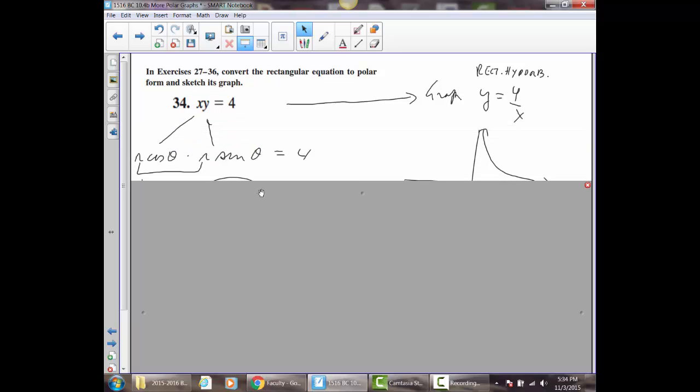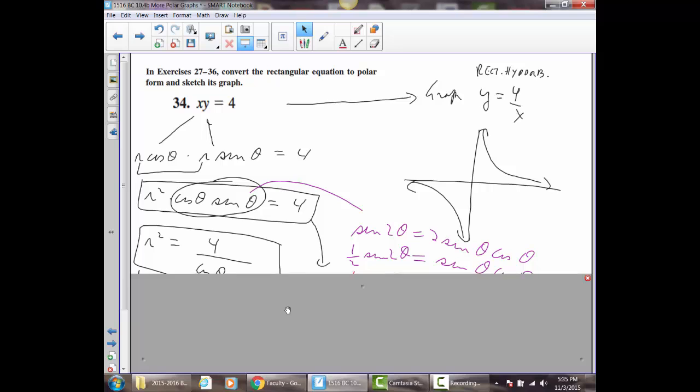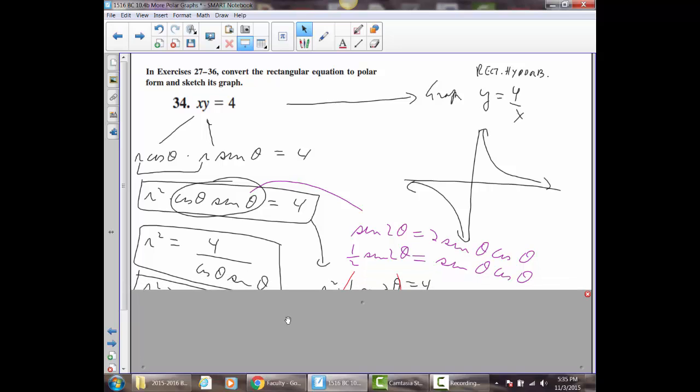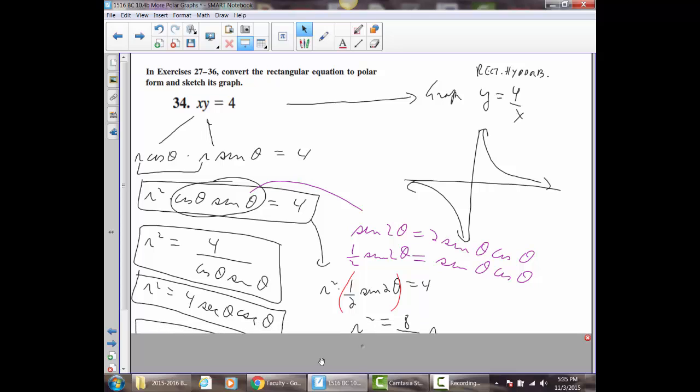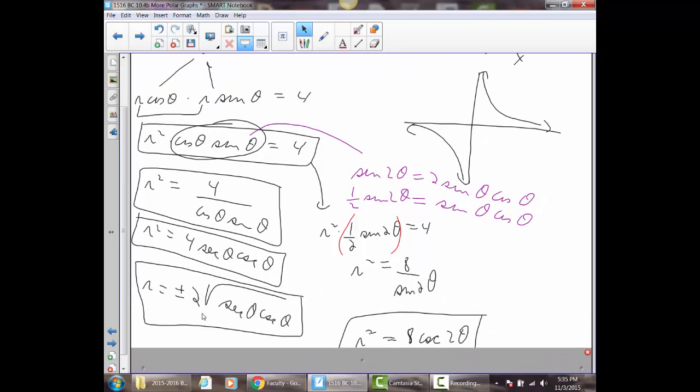So remember, x is r cos theta, y is r sine theta, and that's equal to 4. And then it's just prettying it up. That's r squared times cos theta times sine theta equals 4. You should definitely isolate the r squared because we typically give it as r equals, which you could say, by the way, and I did do that down here, r equals plus or minus the square root of.